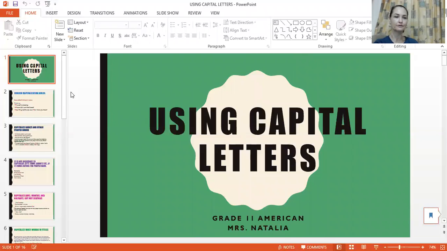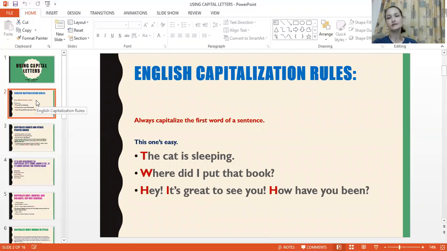So let's start with rule number 1, which is the easiest one. English capitalization rules. Rule 1. Always capitalize the first word in a sentence. And you always forget to do so. It doesn't matter what kind of sentence you are dealing with. It could be a statement, a question, an exclamation. No matter what, capitalize the first letter. Grade 1, yes?